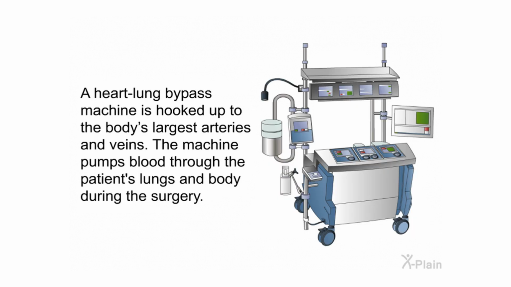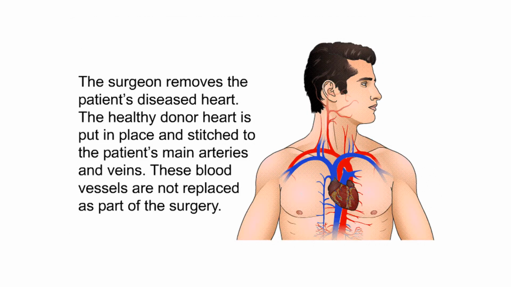A heart-lung bypass machine is hooked up to the body's largest arteries and veins. The machine pumps blood through the patient's lungs and body during the surgery. The surgeon removes the patient's diseased heart. The healthy donor heart is put in place and stitched to the patient's main arteries and veins. These blood vessels are not replaced as part of the surgery.